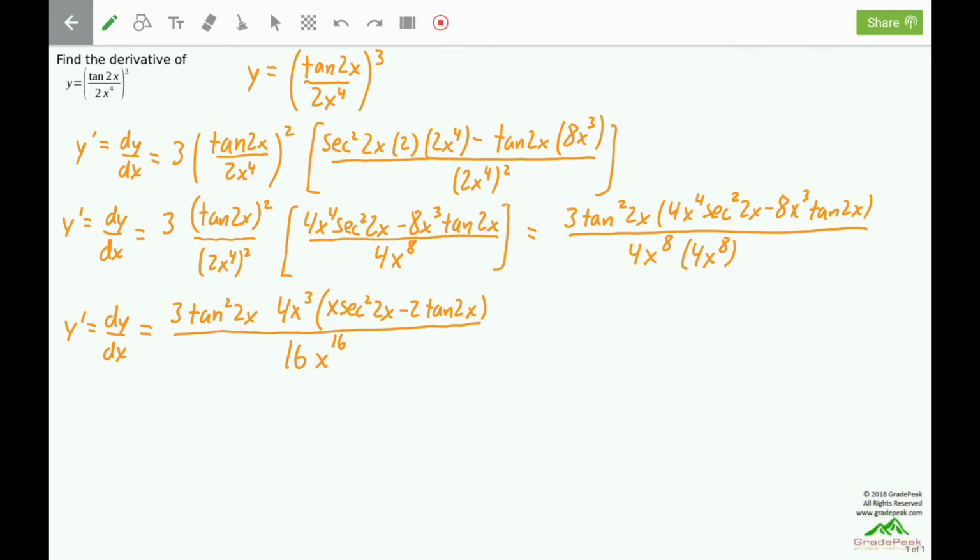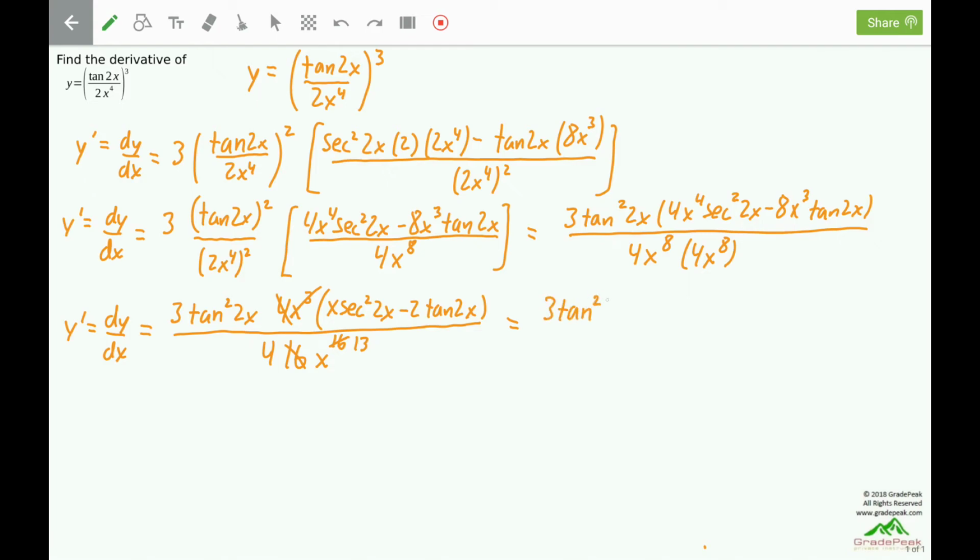Now everything in the numerator is multiplied, so we can reduce things in the numerator with things in the denominator. See, there's a 4 in the numerator. We can cancel that down with the 16 down here and leave a 4 in the denominator. And then there's an x cubed in the numerator and an x to the 16 in the denominator. We can take out 3 of these and 3 of these. By subtraction, 16 minus 3 is 13. There's x to the 13 left over in the denominator. At that point, it should be fully factored and fully simplified.